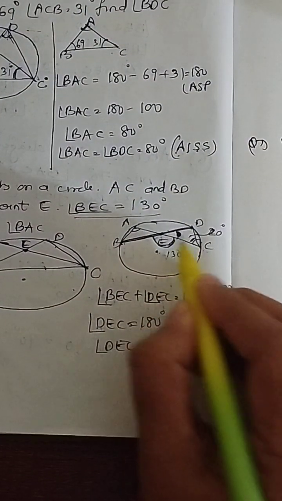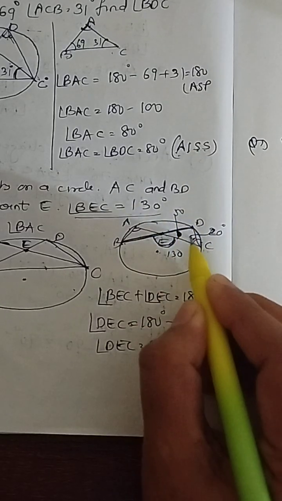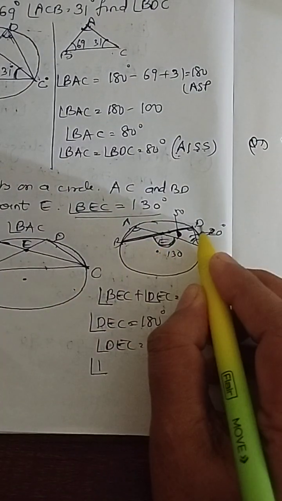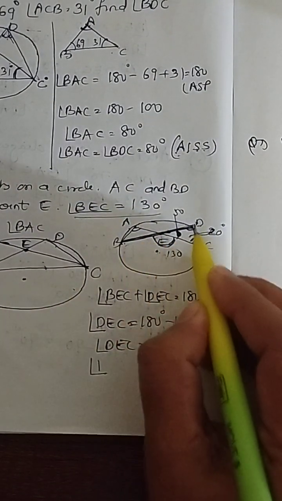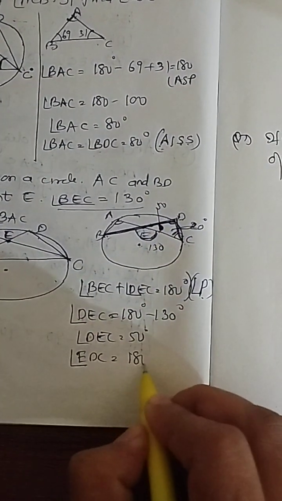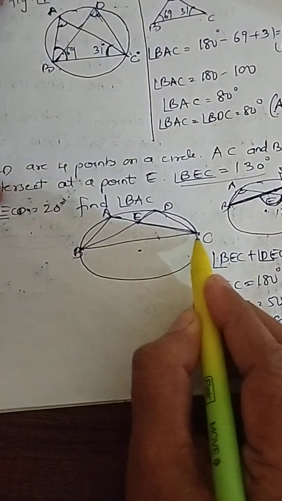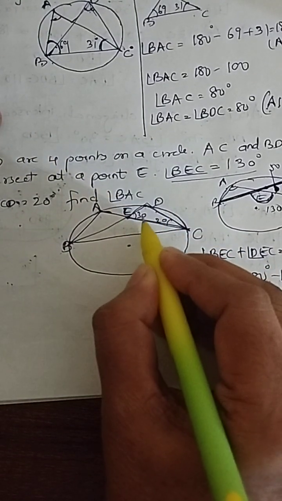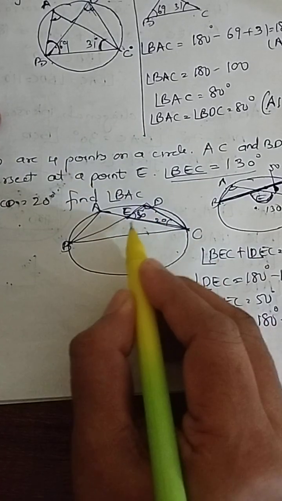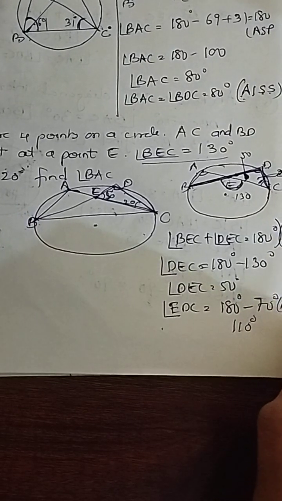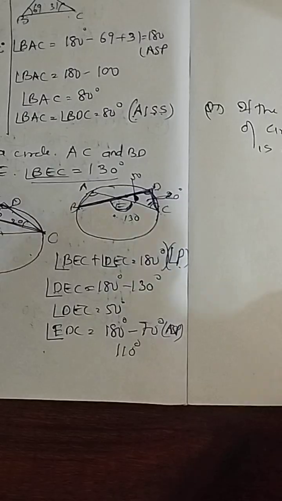Now this is 50, this is 20. Can't I find out BDC? Angle EDC or BDC is one and the same. So I'll write angle EDC is equal to 180 minus, see, this small triangle, this is 20 and this is 50. How will you find this? Angle sum property. 180 minus 70 is 110 degrees. Give the appropriate reason: angle sum property.